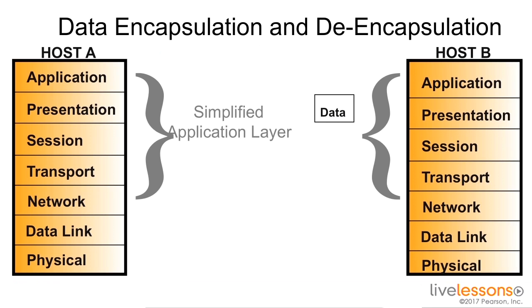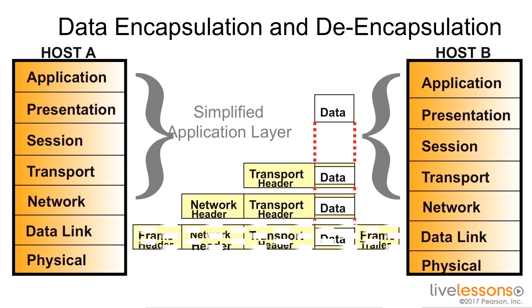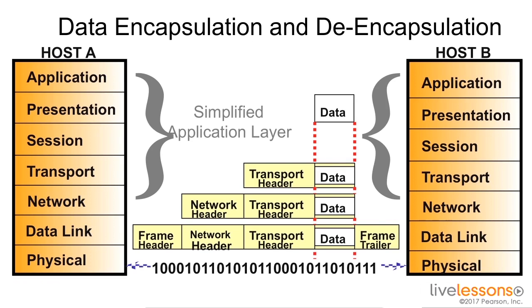It's very important to understand how data is encapsulated and de-encapsulated through the OSI model. Data is handed down to the transport layer where a transport header is added. From that point, it is handed down to the network layer where a network header is added. Next, it is handed down to the data link layer where a frame header and frame trailer are added, and finally is turned into ones and zeros, digitized, and put on the physical medium.